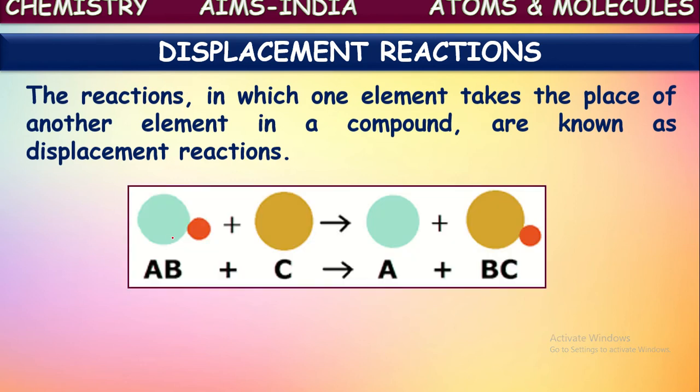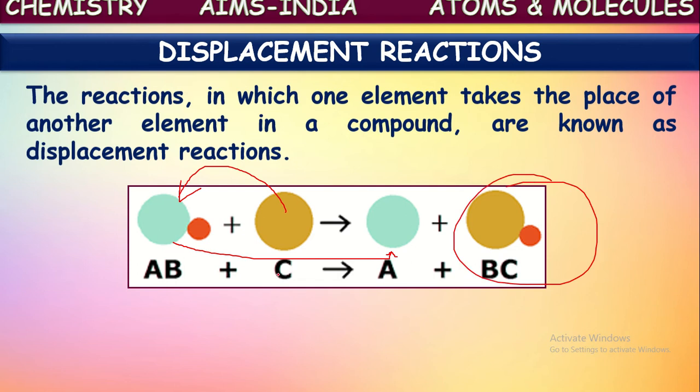See here some examples shown diagrammatically. Initially there is a substance or compound formed by A and B elements. This, on reaction with element C, where element C is more reactive than element A, replaces element A from its compound. So element A is emitted out, and now it is forming a compound BC. So in this reaction, element C replaces element A from its compound and forms a new compound.